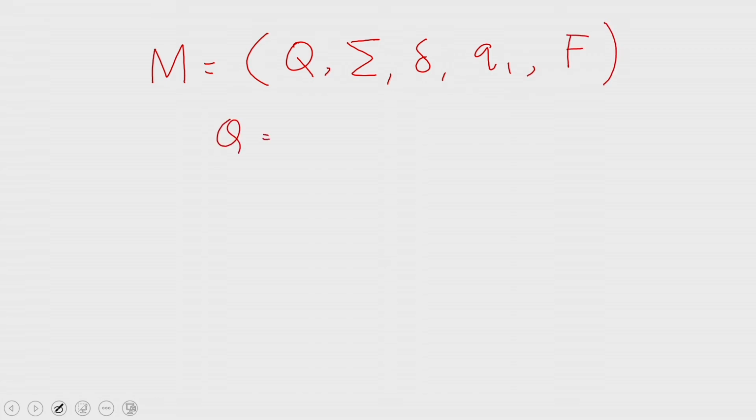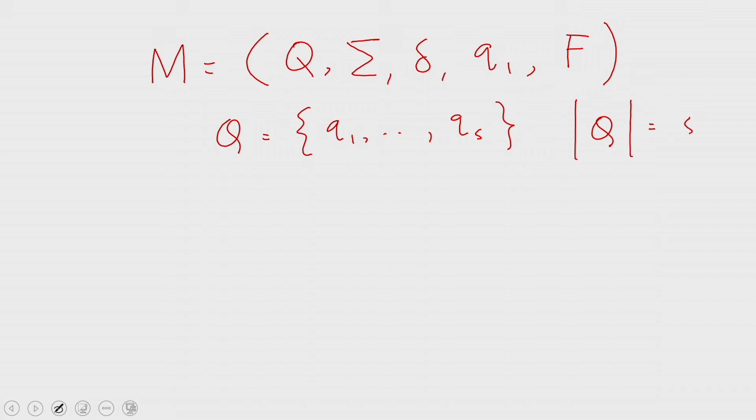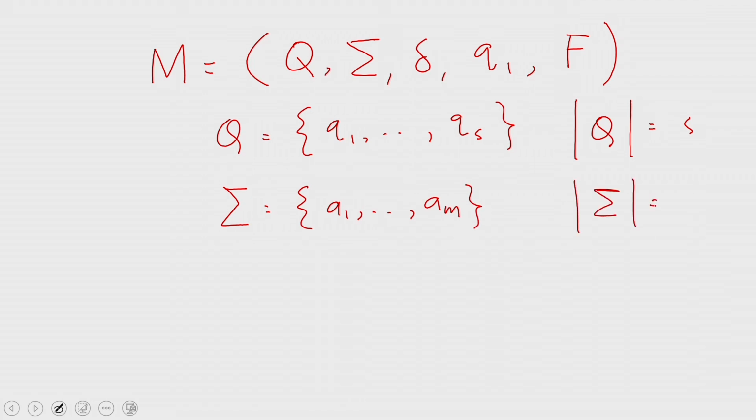Let us say the set Q is made up of S states. The state space has a size of S, let us say, and let us say sigma is a1 through aM, so the size of sigma is M. So, S and M are constants of the machine, and then let us say we are given an input w.